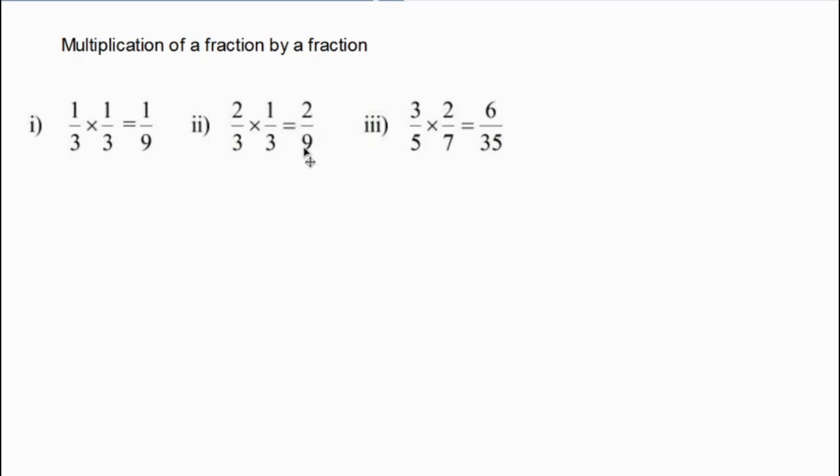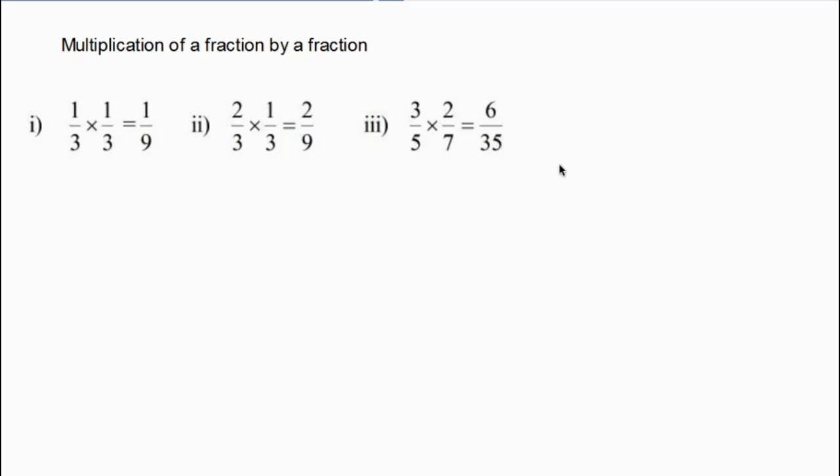2 by 3 into 1 by 3 will be same as 2 by 9, because 2 times of 1 is 2, and 3 times of 3 is 9. And 3 by 5 times of 2 by 7, or 3 by 5 into 2 by 7 will be same as 6 by 35, because 3 times of 2 is 6, and the 5 times of 7 is 35.